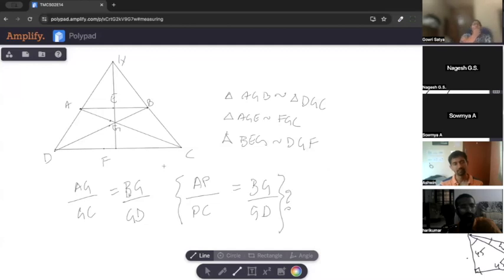Oh, but I only proved that they're proportional. No, but then we have DF equal to FC. I didn't start with that, no. I said it's just a point where the line HG meets CD. Oh, then we are not there yet.